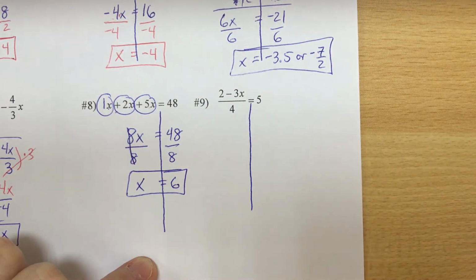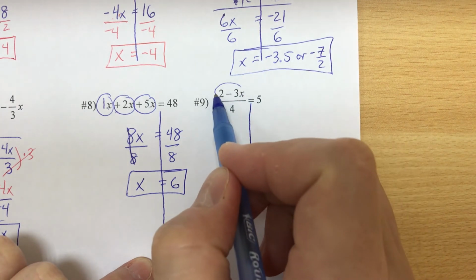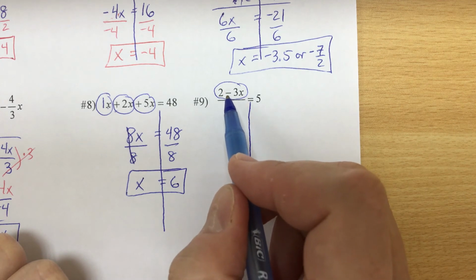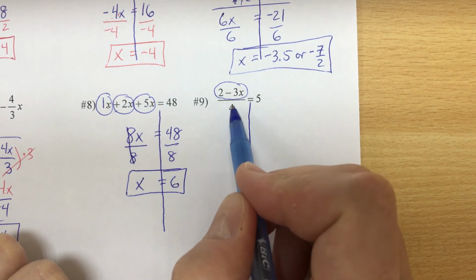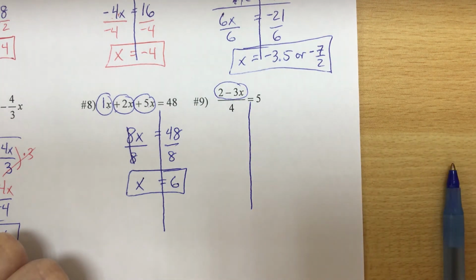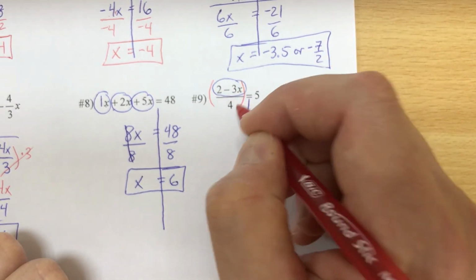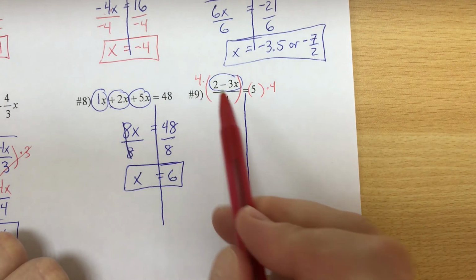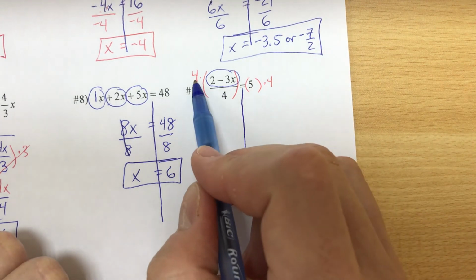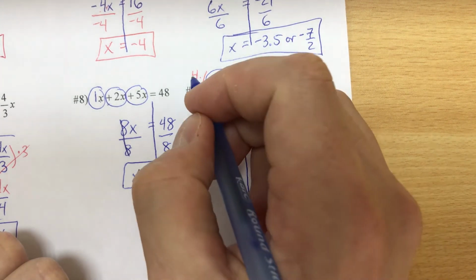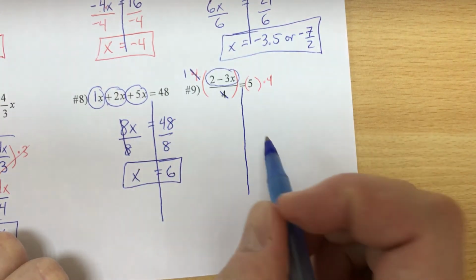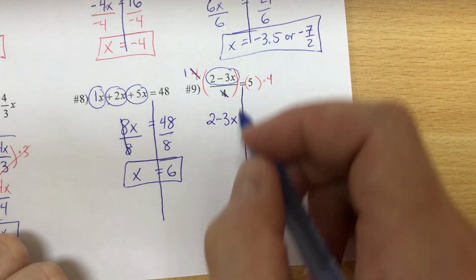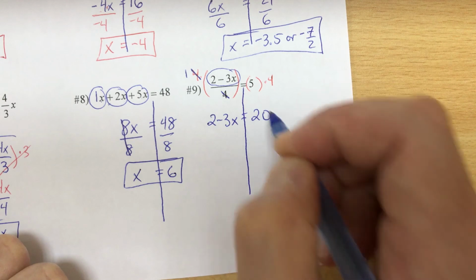Now, in this case, you have this whole expression being divided by 4. Now, you could actually break this up if you wanted to. You could write this as 2 over 4 minus 3x over 4. But what I think is going to be easiest is to start by multiplying both sides by 4. And what happens here, I'm not going to distribute, I'm going to divide first. 4 divided by 4 is 1. And then 1 times this is just this, 2 minus 3x back, equals 5 times 4 is 20.